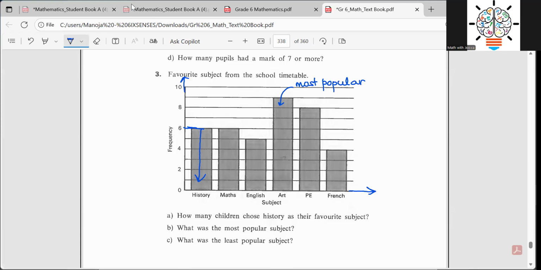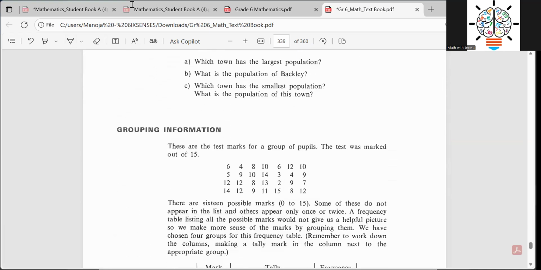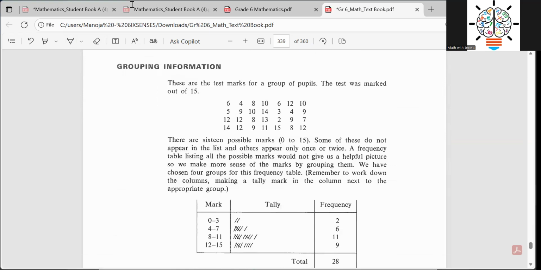What was the least popular one? It is this one, the least popular. So that is French. Hope it is clear for all of you. So then this is how we analyze the bar charts, right? So then in the next video, I will tell you how we can group the information.